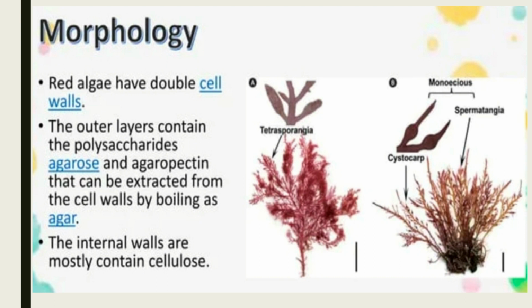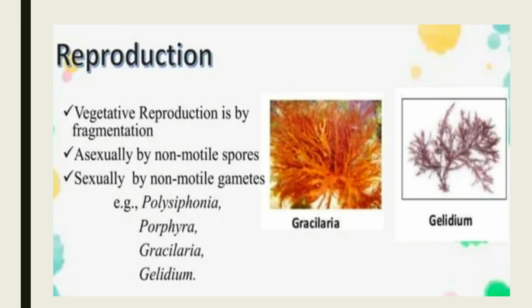Morphologically, it is branched and looks like a plant, and it has a double cell wall. The outer layer contains polysaccharides including agarose, from which agar is extracted, and the inner cell wall mostly contains cellulose. Coming to reproduction, there are three major types: vegetative reproduction through fragmentation, asexual reproduction by non-motile spores, and sexual reproduction by non-motile gametes.